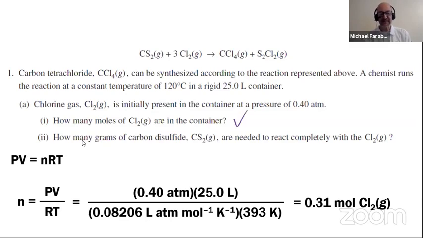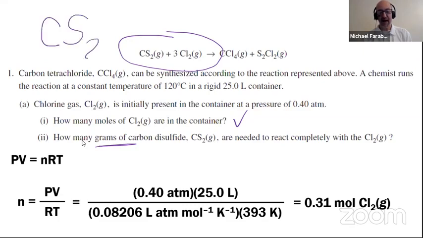Now the second part says how many grams of carbon disulfide are needed to react completely with the chlorine. So we're going to have to use our knowledge of stoichiometry and the fact that there is a 1:3 mole ratio between CS2, the carbon disulfide, and then the Cl2, the chlorine gas. Also remember to use your periodic table because we'll need to go to grams. So therefore you'll have to figure out what is the molar mass of CS2.